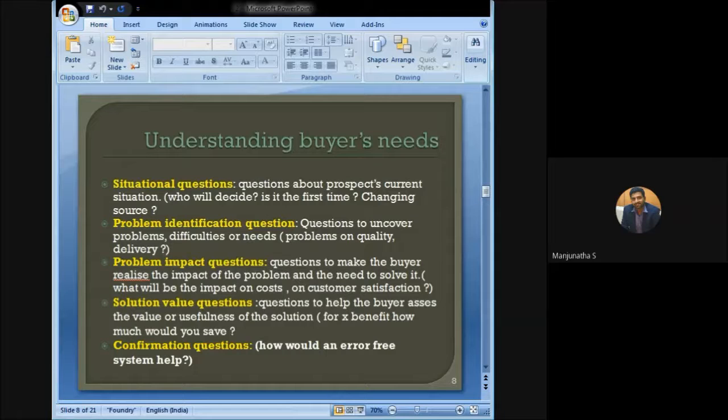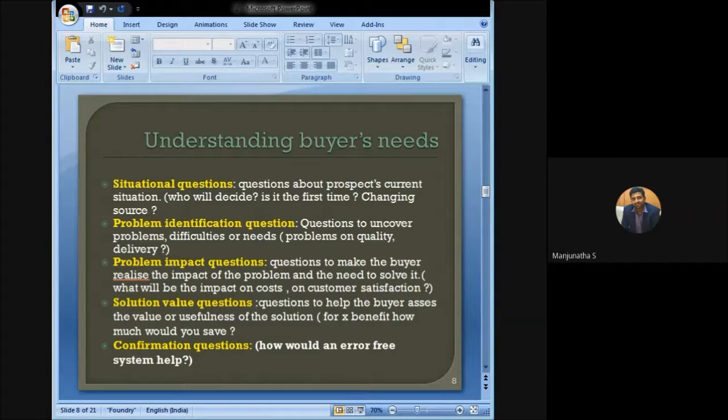Then understanding buyers' needs: how to understand the buyers' needs. Situational questions need to be asked, like questions about the prospect's current situation, who will decide, whether it is the first time, changing resources, like that. Situational questions need to be asked of the customers to understand their needs. Then problem identification questions: we need to identify what kind of products they have, and what kind of problems on quality, delivery and so on. With these questions we can find out some details, and we can prepare our customer profiles.